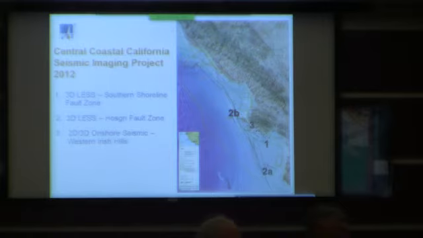In 2011, we spent a lot of time onshore in the central and eastern part of the Irish Hills. In 2012, we spent a great deal of time in the area in and around Diablo Canyon itself, doing onshore seismic reflection profiling and getting a better idea of the geology in that area.